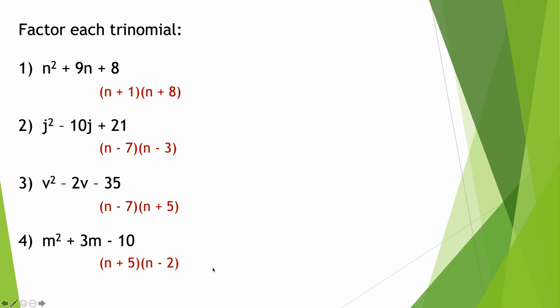Let's do a quick mental check and check ourselves. N times n is n squared. N times negative 2 is negative 2n. 5 times n is 5n. Adding up negative 2n's and 5n's, I come up with 3n's. M's, these should be M's, sorry. And 5 times negative 2 is negative 10.